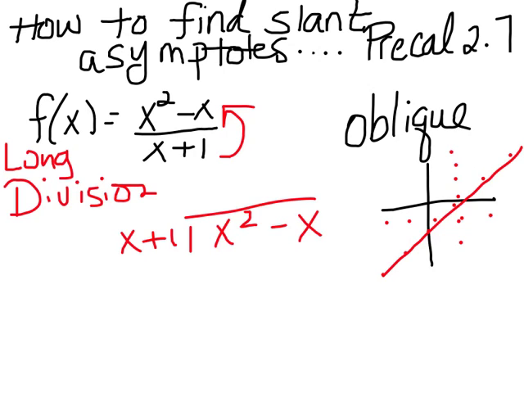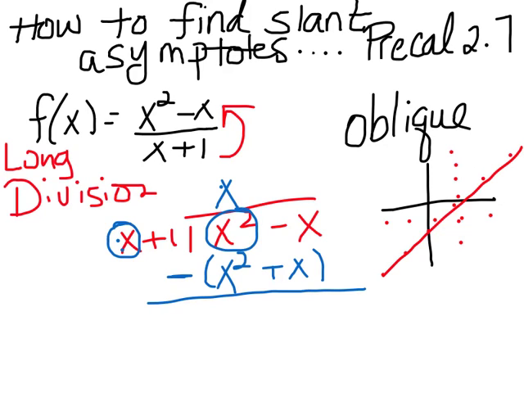Let's try this. Remember, when we do long division, I try to divide x into x squared. Well, x goes into x squared x times, so x times x is x squared, and x times 1 is positive x. Remember, we have to subtract both of these terms, so it's x squared minus x squared. Those cancel out, so I'm going to show that with a green mark. But negative x minus another x is a negative 2x.